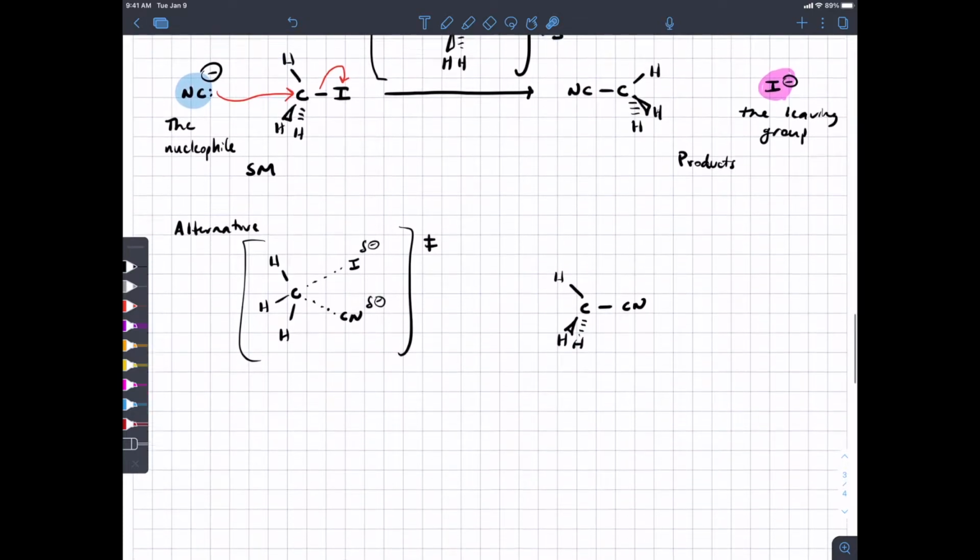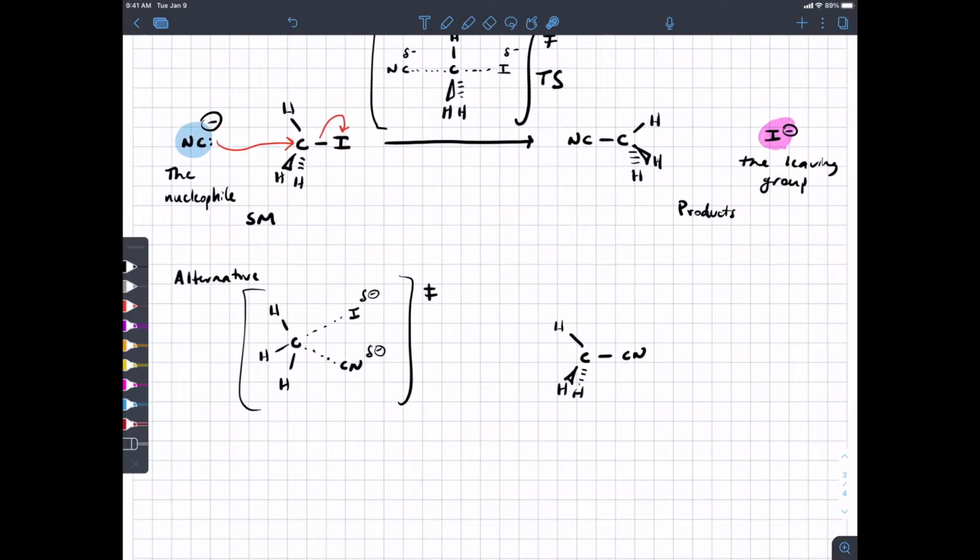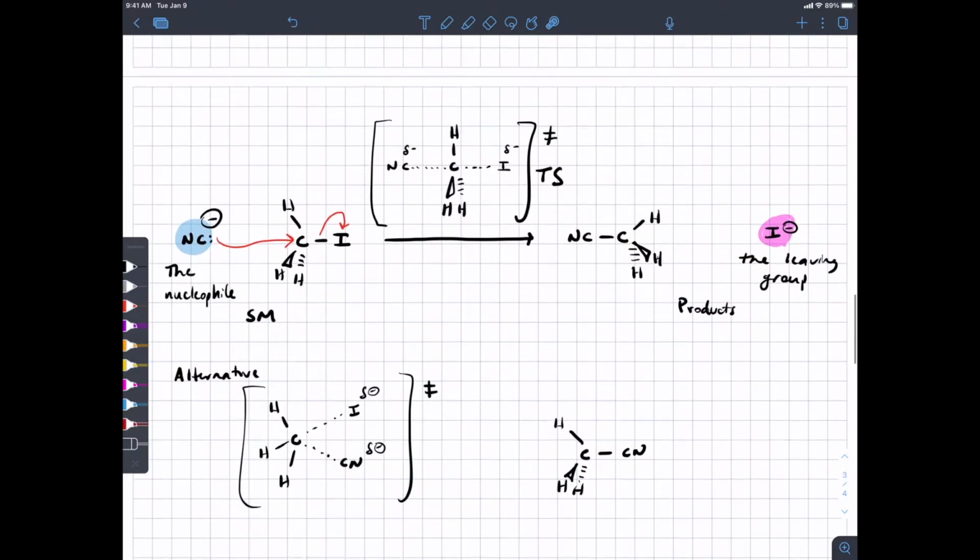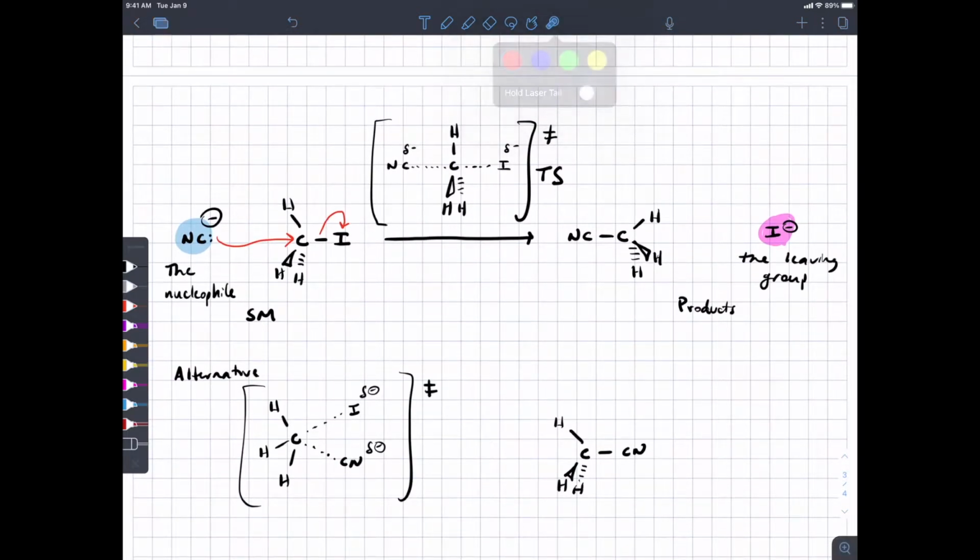Are you able to measure the energy? Because I'm assuming it requires more energy to come at the same side than the opposite side. Okay, can you measure the energy of the transition state? No, you can calculate it. Why do you suspect this transition state to be higher in energy than this one? Well, because the CN is trying to get in on the same side as iodine. Iodine is a huge molecule comparatively.